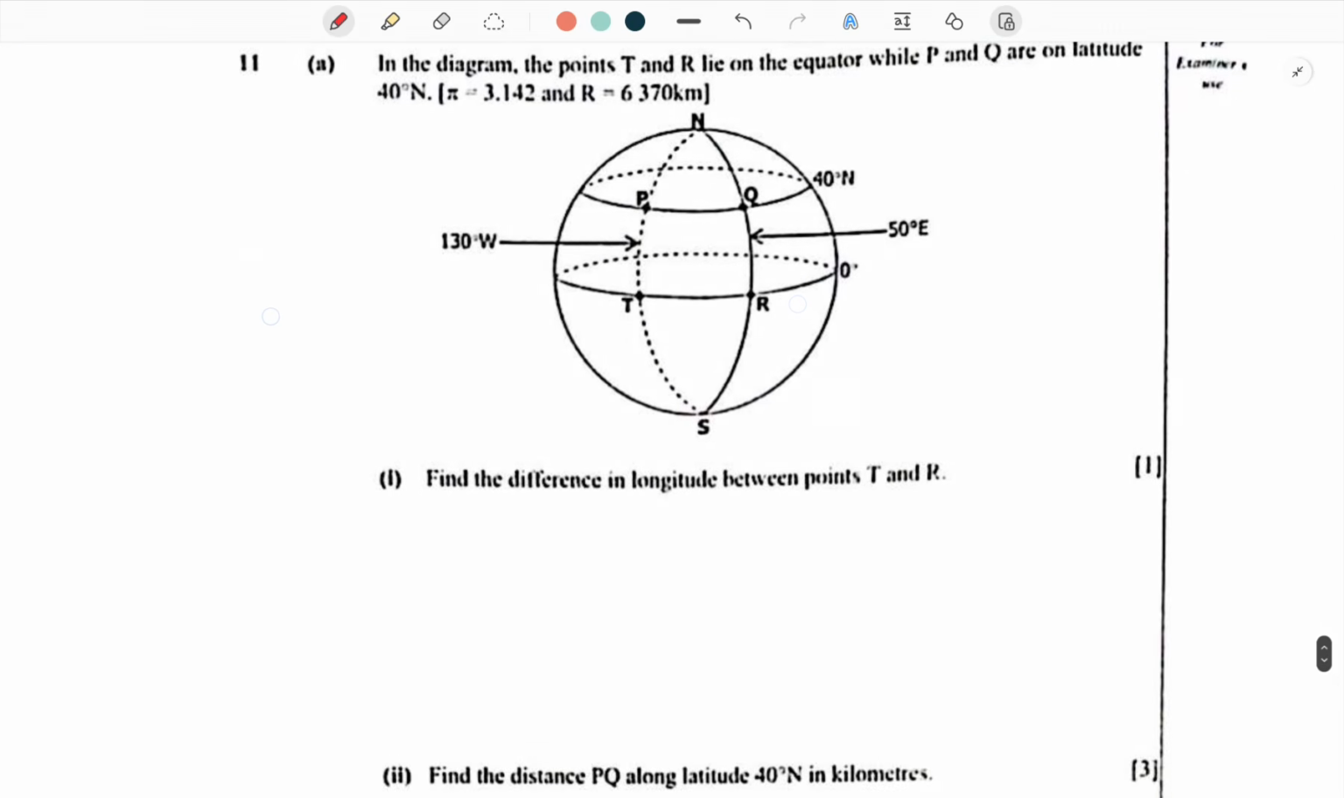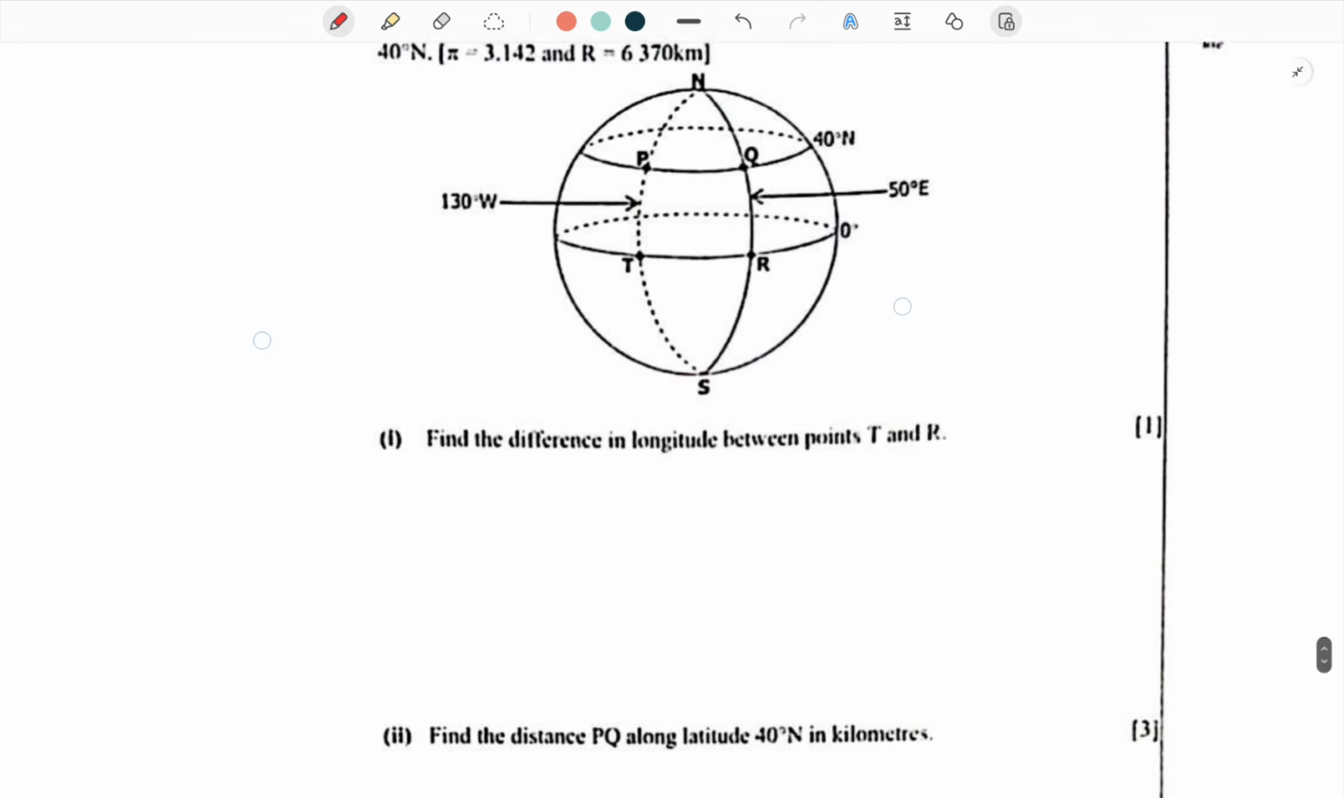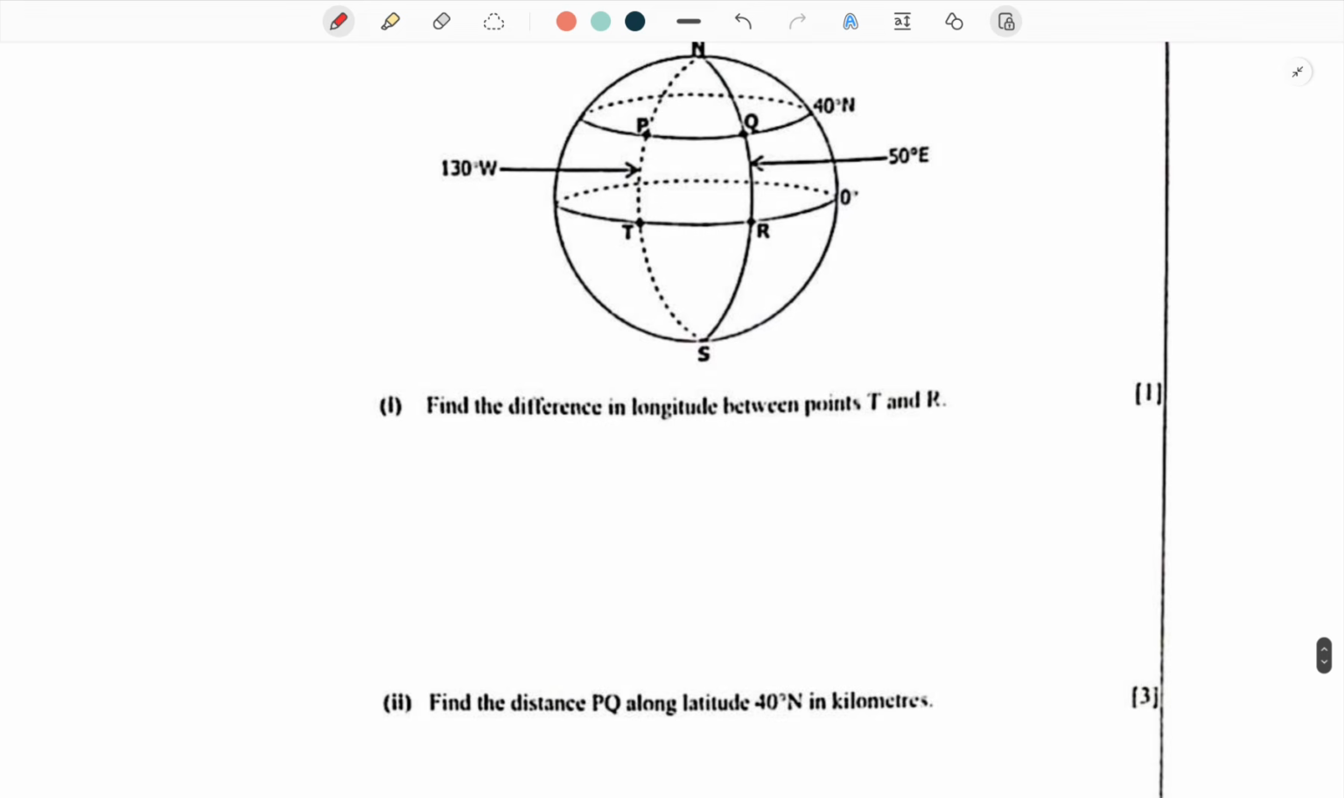Okay, we come to earth geometry. In the diagram, the points T and R lie on the equator while P and Q are on the latitude 40 degrees. And then we've been given what to use there. Then they say find the difference in longitude between points T and R. So T is basically here, R is basically here. So the difference in longitude.